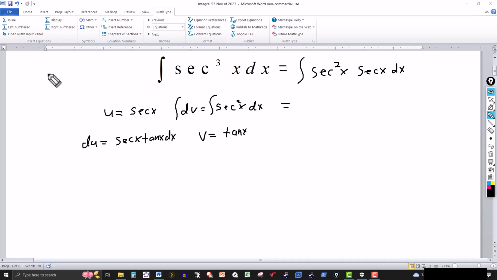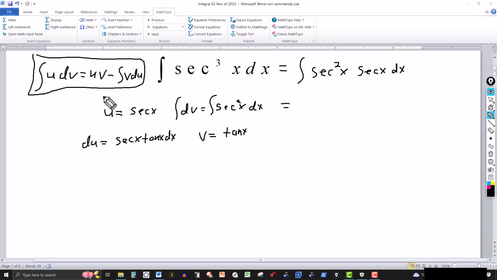integration by parts then is going to be the formula: the integral of u dv is equal to the product u times v minus the integral of v du. So this is your standard formula for integration by parts. The first part of the answer is the product of u and v. So u is secant x and v is tangent x. So this is going to be secant x tangent x. That's the first part of the answer.